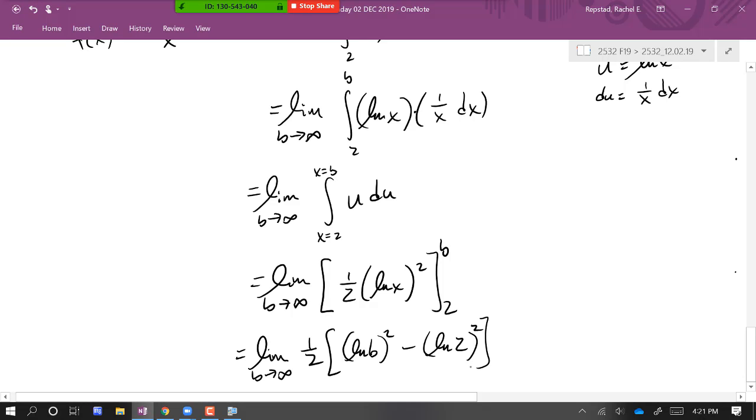ln 2 is a constant, so ln 2 squared is a constant. As b gets huge, ln b gets huge. Slowly, but still gets huge. So ln b squared also gets huge. This limit is infinite. And so that means that this series diverges.